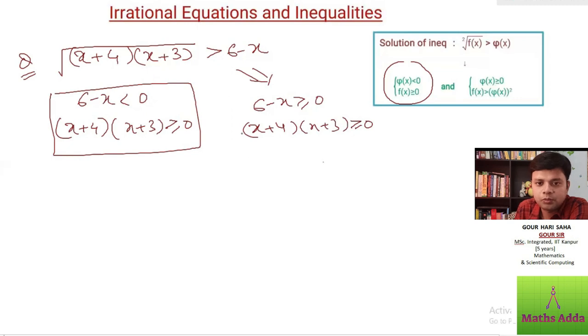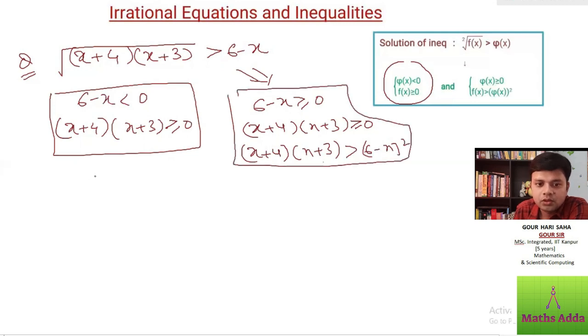And when both are positive, just square them. So (x plus 4)(x plus 3) is greater than (6 minus x) whole square. This is the second system. Solve both of them and get the intersection. So the first part is 6 minus x less than 0, which implies x is greater than 6, that is 6 to infinity.